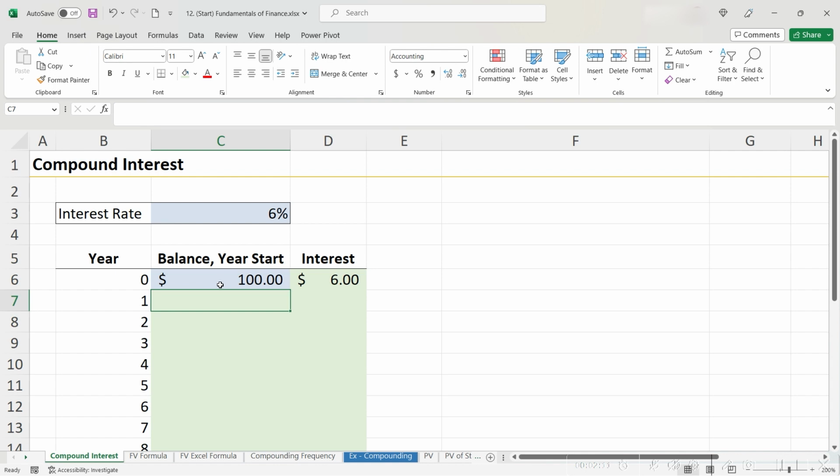Our balance at the beginning of each year is just the sum of the previous balance at year start plus the interest earned during that period. So to get the balance at year start, we simply add these two numbers.